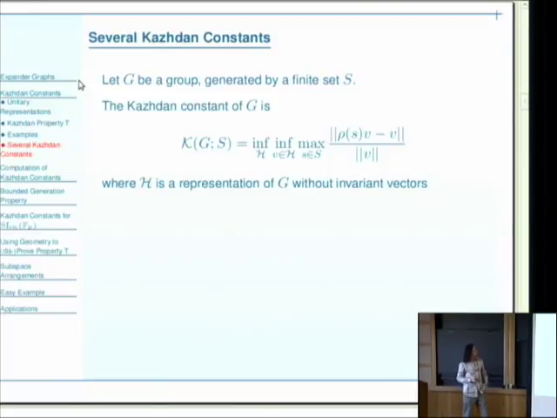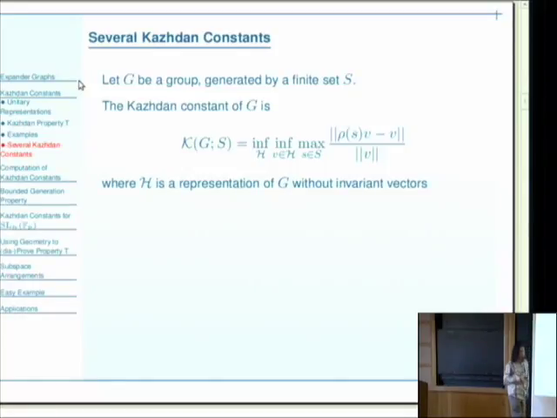You take an infimum over all representations without invariant vectors. Then you take infimum over all unit vectors or all non-zero vectors. And then you take maximum over the generating set of how far the generator moves this vector. So this is equivalent to the definition I put before.